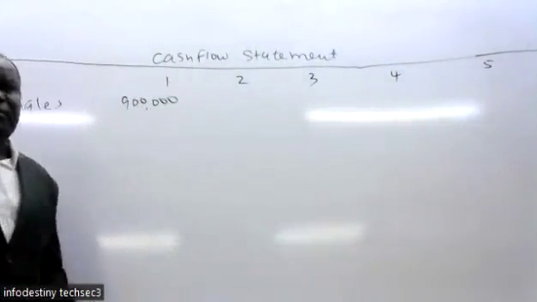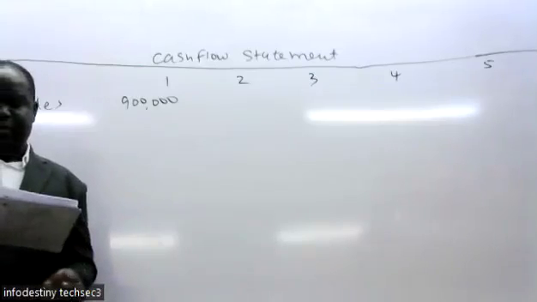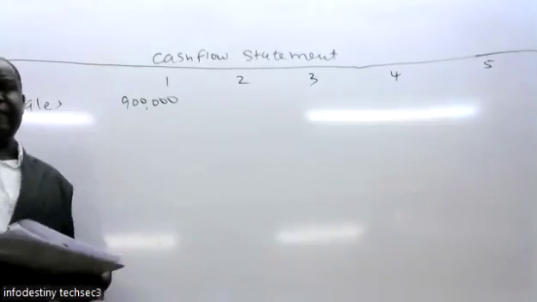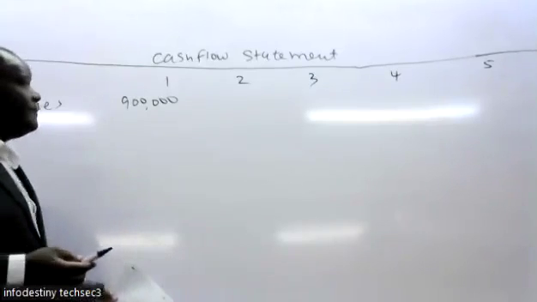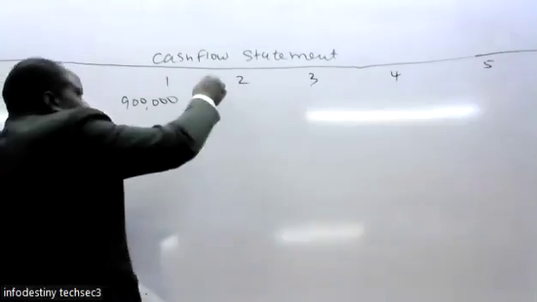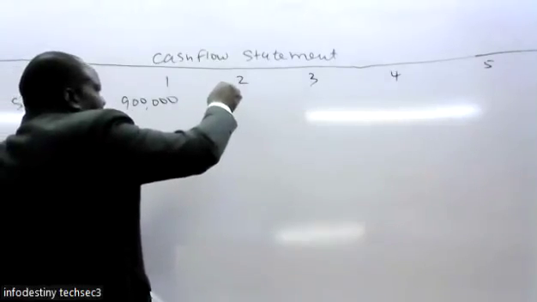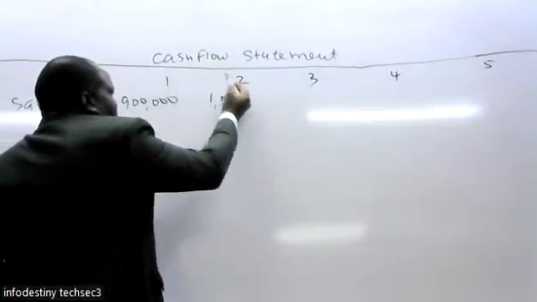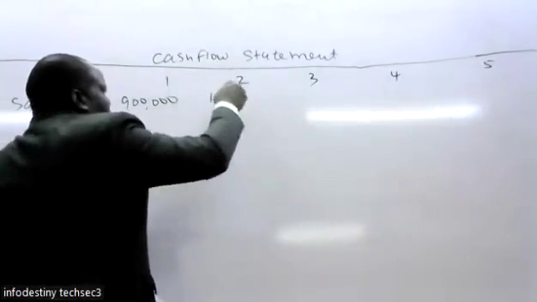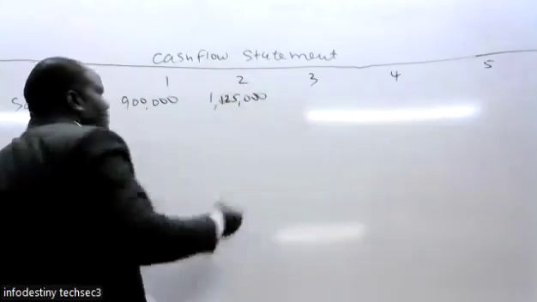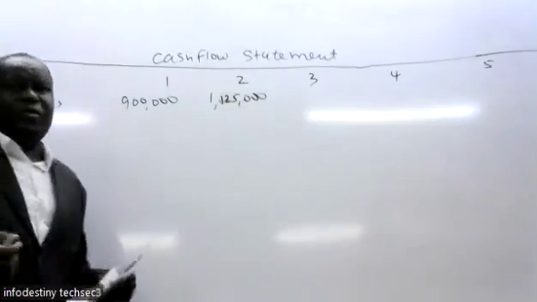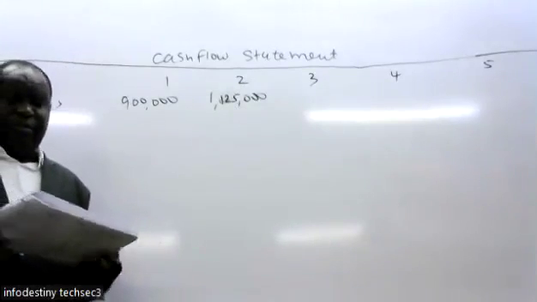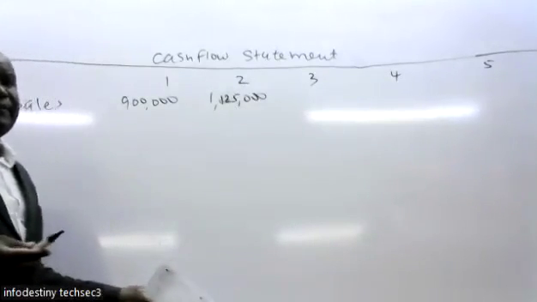Then year two, we do the same. You take 25,000 multiplied by 45, which gives 1,125,000. So that is now for year two. We go to year three, where you also take 30,000 multiplied by 45.